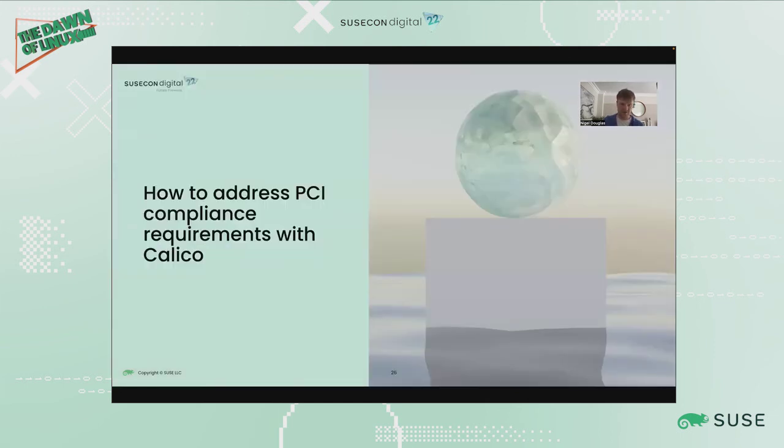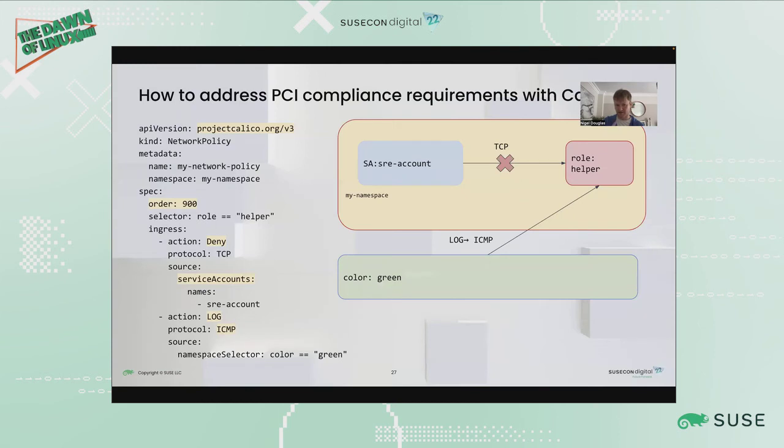So how do we address PCI compliance reports with Calico? A lot of it I think I covered already, but from a policy perspective, I didn't show you the code on how we do it. So here's an example using the Kubernetes policy definition, in case that's what you're using. Oh, no, sorry, this is using Calico. So you can see the API version is projectcalico.org/v3. In this case, all we're saying is, for instance, the service account, SRE account, that's in the namespace called my namespace, I don't want it to be able to talk to any workload that has the role of helper. So that's the label assigned to it, role equals helper.